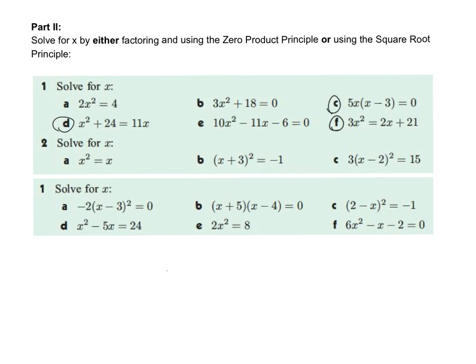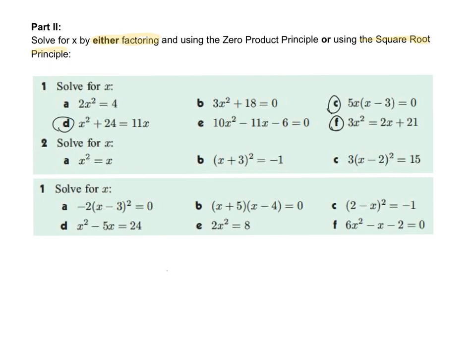Hi everyone, there was a question from the square root principle homework, part 2, number 1, C, D, and F. Now please read the instructions. The instructions say solve for x either by factoring and using the zero product principle or using the square root principle. Okay, so let's look first at letter C.